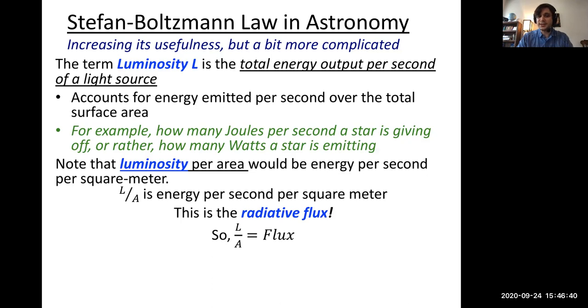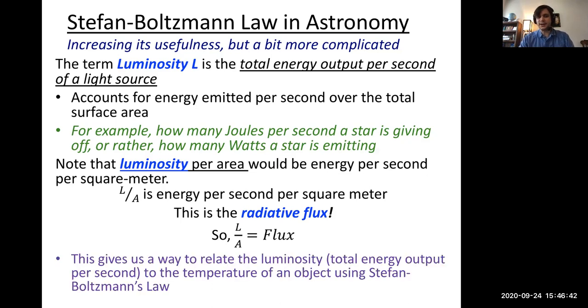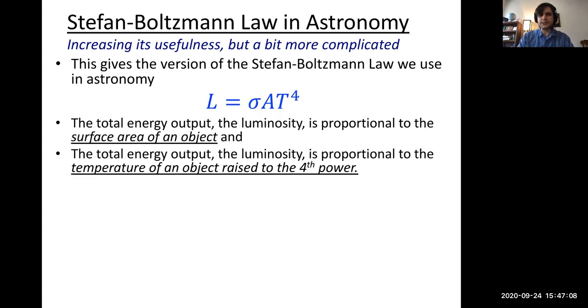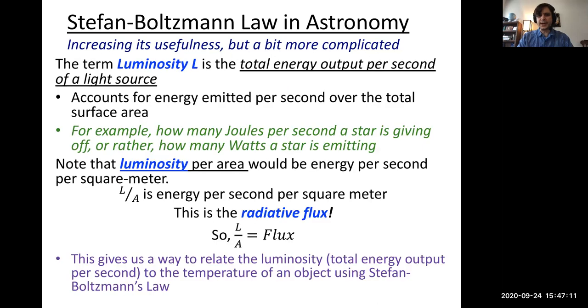So the luminosity divided by the area is the radiative flux. This is going to give us a way to relate the luminosity, the total energy output per second of an object like the sun or a planet, the planet Jupiter, to the Stefan Boltzmann's law, one of these thermal radiation laws. Going to give us a way to relate the energy of a star and energy output of a planet to these thermal radiation laws. So we have luminosity divided by area equals the flux.